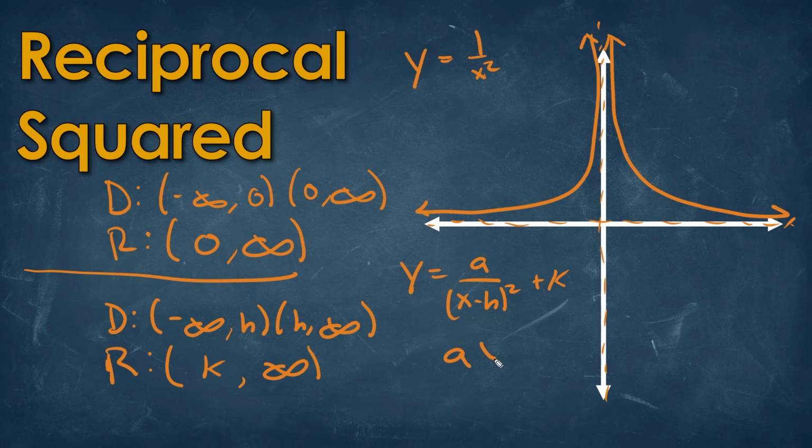So any positive values for a will be this example here. If a is a negative value, we're actually just seeing that our range is going to flip, so our range will be equal to negative infinity to k.